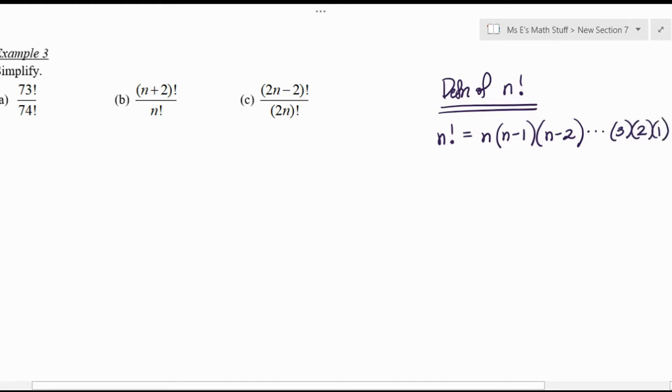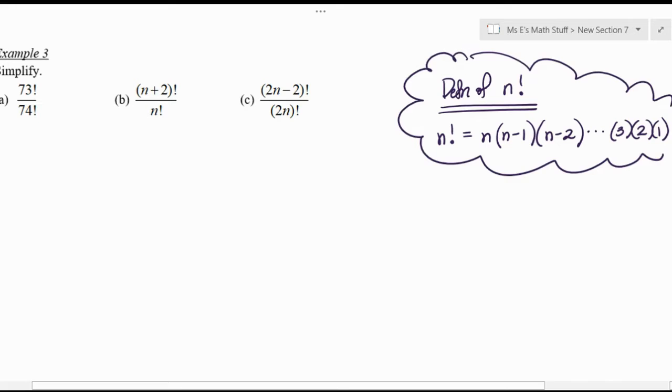I hope it makes sense. You don't want to keep going past 1 because then your answer would always be 0. Yeah, exactly. Anyway, so that's the definition of n factorial, okay?